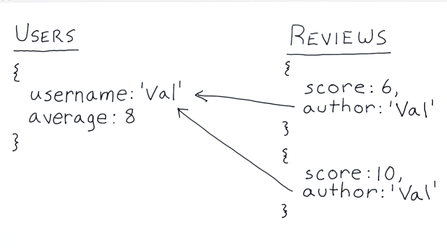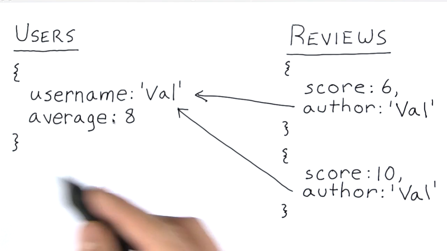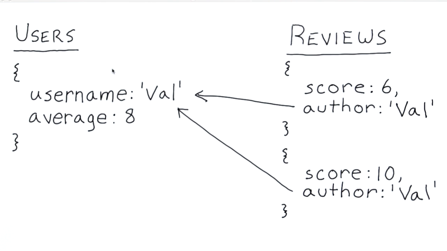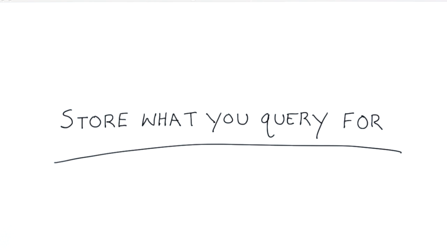For instance, if you want to display the average review score for a user, you should track the average review score in the user document rather than recomputing it every time you load a user by loading each and every individual review. A helpful mnemonic for remembering this principle is: store what you query for.